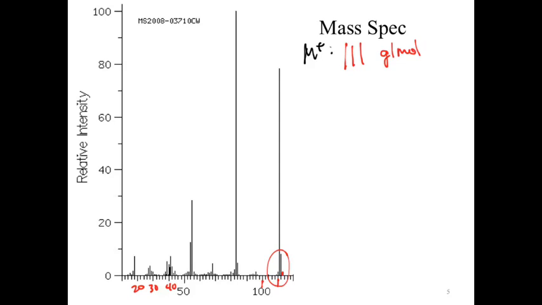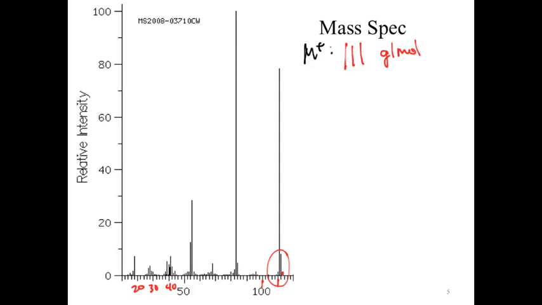We won't worry about this big tall peak. We'll talk about that at the end of the video if I feel there's time, and we'll just kind of move on from there. So 111 gives us our M plus peak. The next thing that we want to do is look for an M plus 2. Well, do you see an M plus 2?